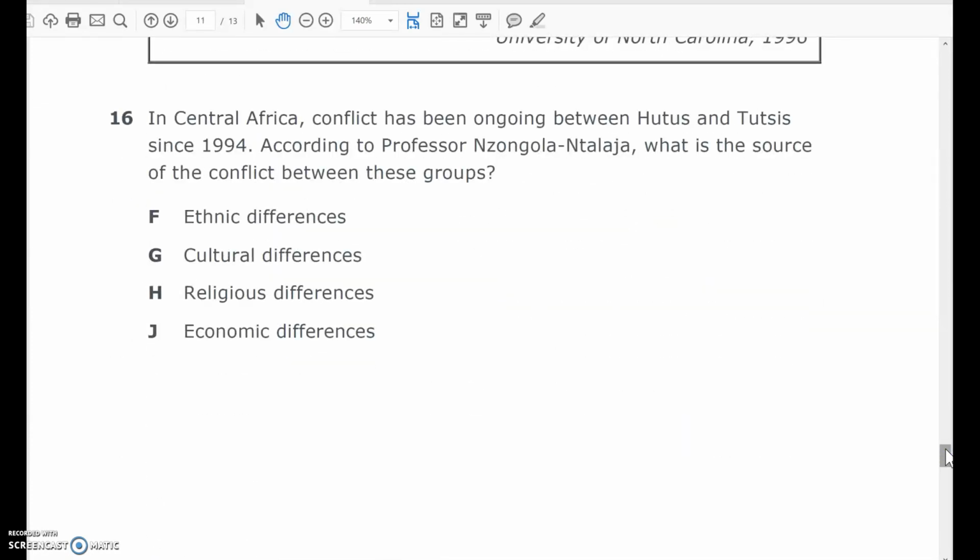Number 16. In Central Africa, conflict has been ongoing between Hutus and Tutsis since 1994. According to Professor Zongola Talaja, what is the source of the conflict between these groups? F. Ethnic differences, G. Cultural differences, H. Religious differences, or J. Economic differences.